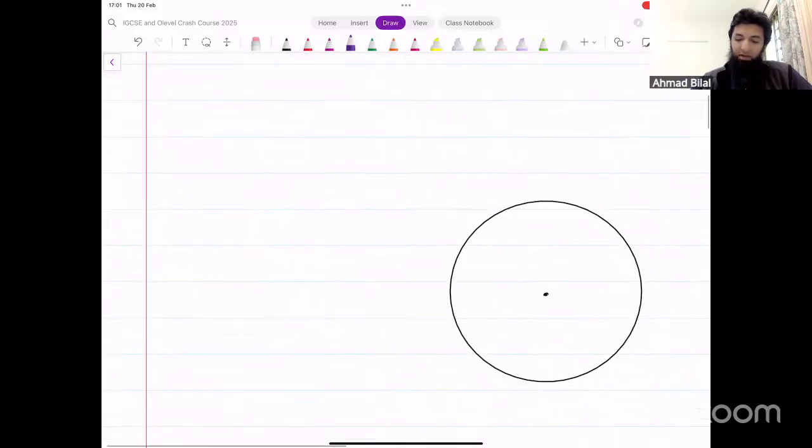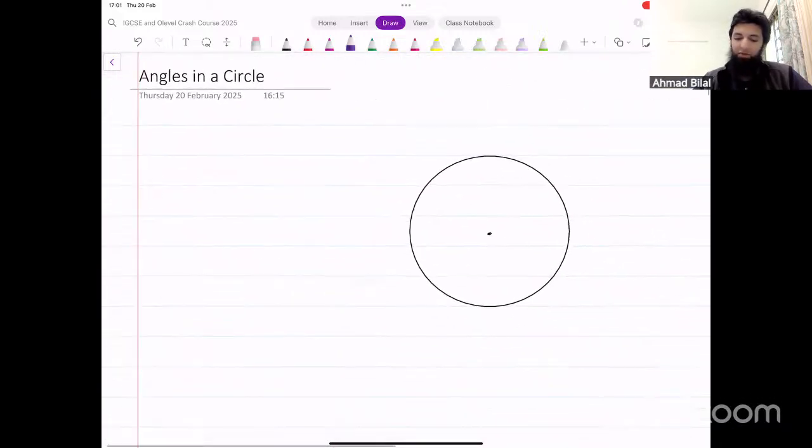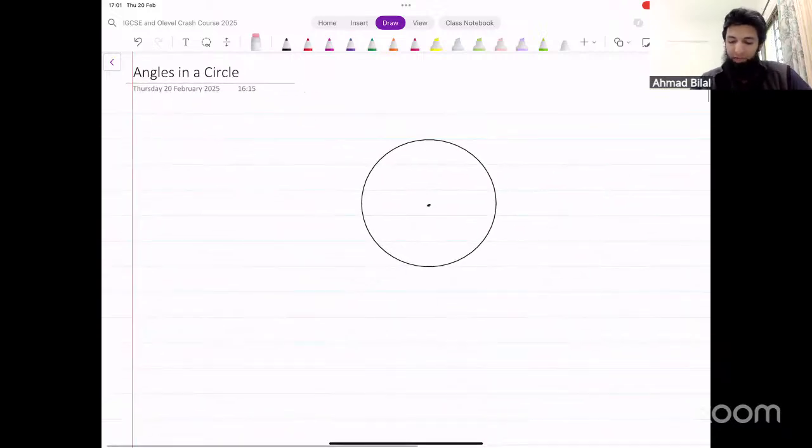So there are a number of properties that you need to know for angles in a circle. Okay, that is what I want to discuss next now. Angle properties in a circle. Now, before we do any of that, there's some terminologies again that you need to be familiar with. With respect to a circle, there's some names that you need to know.